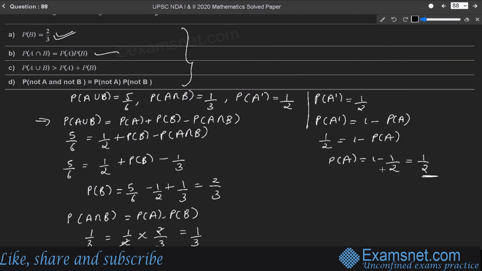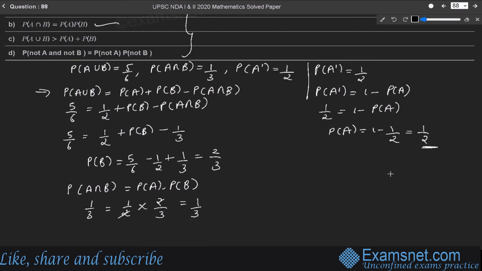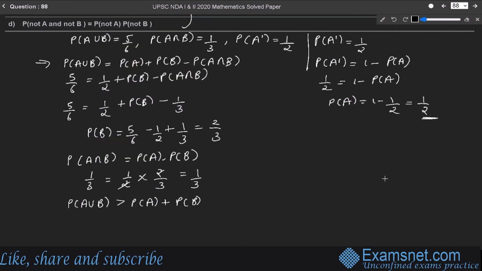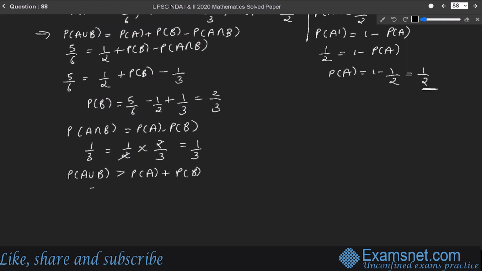Now let us see the third statement. Third statement is P of A union B is greater than P of A plus P of B. So let us check it. P of A union B is 5 by 6 and P of A is 1 by 2 and P of B is 2 by 3. So it will be equals to, LCM will be 6 here and it will be equals to 3 plus 4, which is equals to 7 by 6.